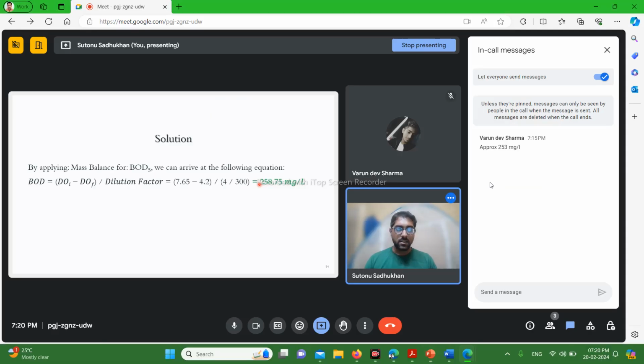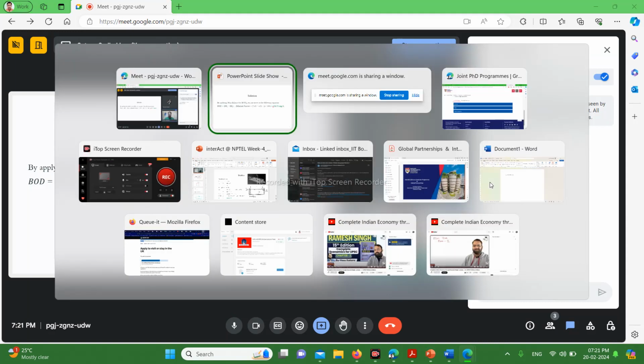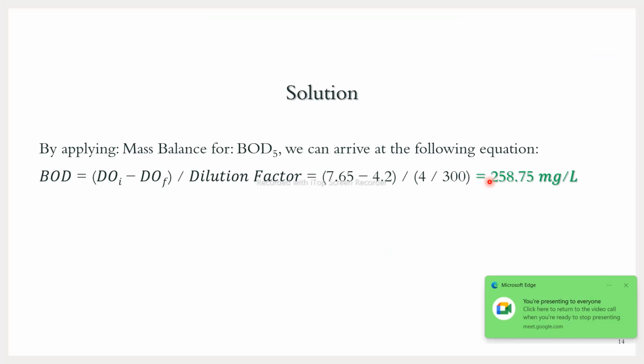What was your answer? Yes, it is around that only. So I think instead of 300, you took 296, right? So that's why your value came a bit less. 253 is okay, but instead of 296, you have to take 296 plus 4.